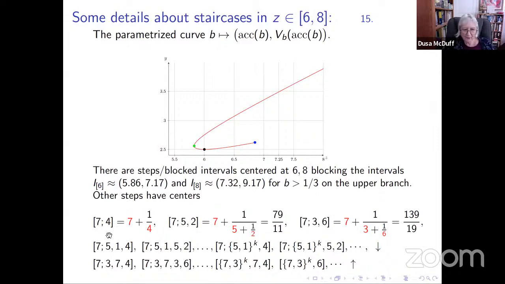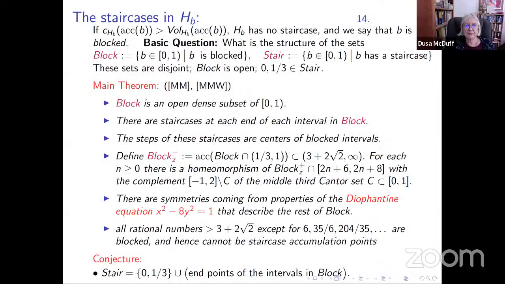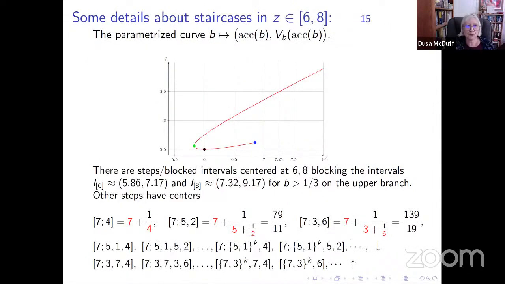And then here are what the staircase classes look like. I tell you, there's a staircase which has 8 as a step. It has 7, 4, it has 7, 5, 2, and then it has 7, 5, 1, 4, 7, 5, these ones, all these ones. And it converges. That's a staircase that converges to 7, 1, 7, the upper endpoint of 8, 6. And there's another one on the other side. So just to show you some of the numerics, what it looks like.